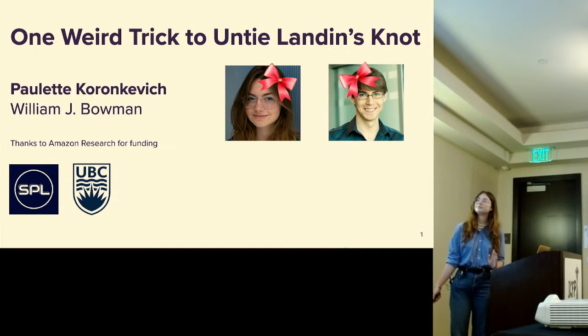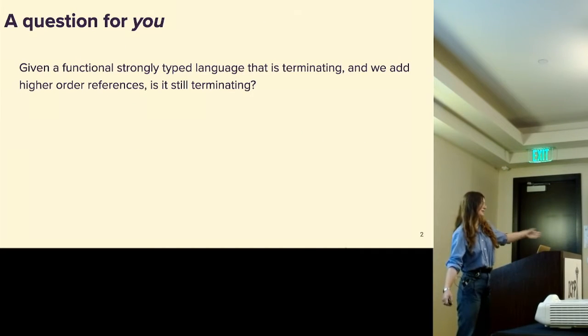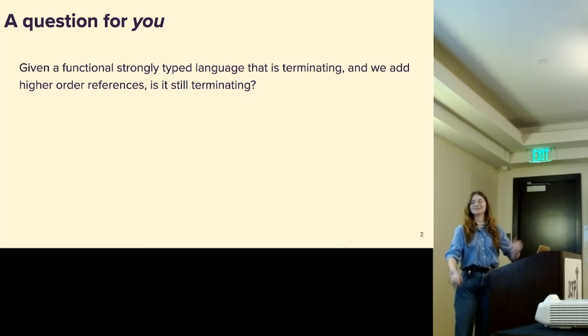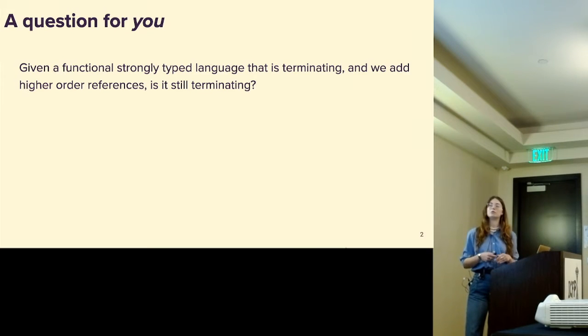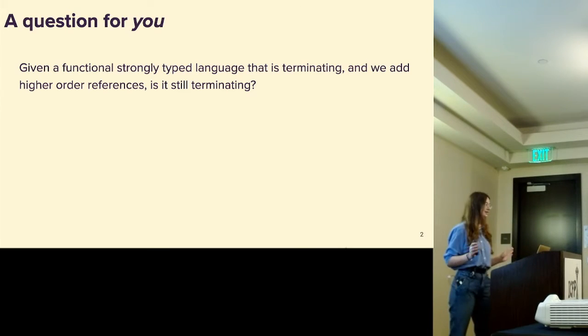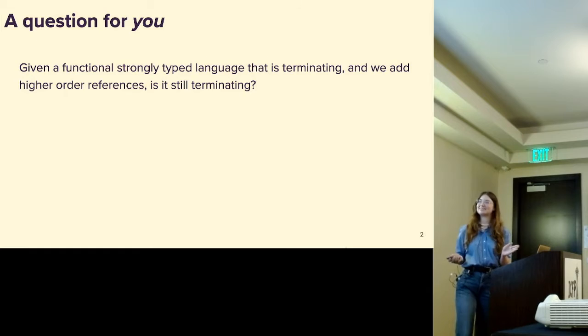So to wake us all up, I want to start with a question for all of you here. I'm expecting audience participation at this point. Given a functional, strongly typed language, think SCLC, when we add higher order references to a language like SCLC, is it still terminating? There are no tricks here, no linear types, just think SCLC. No. Yeah, a lot of you are saying no, thank you.